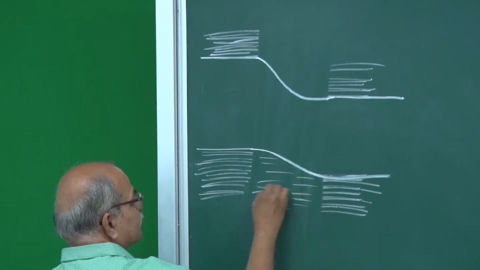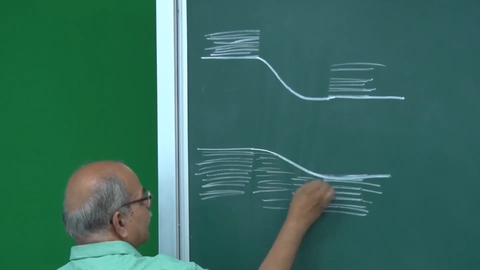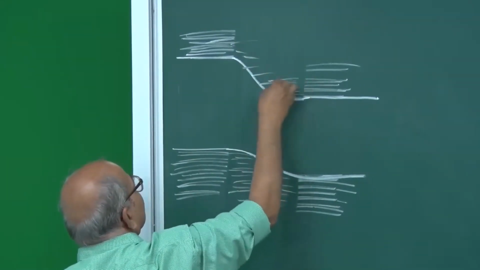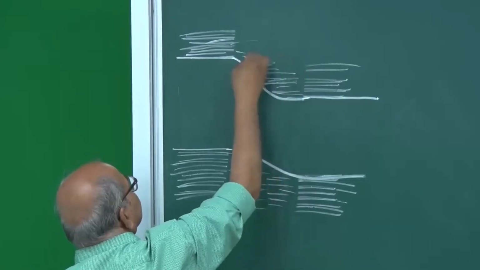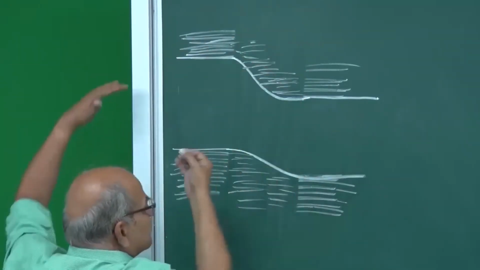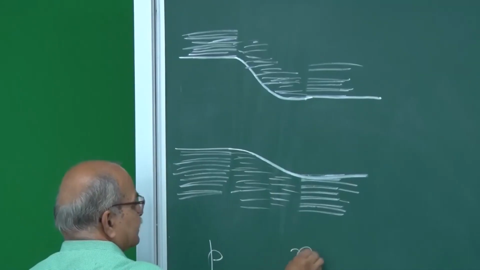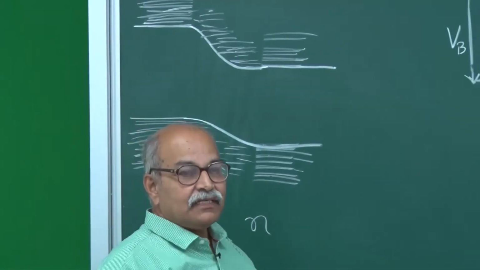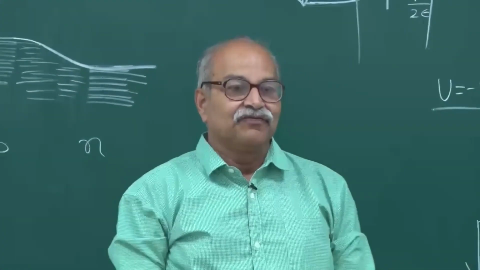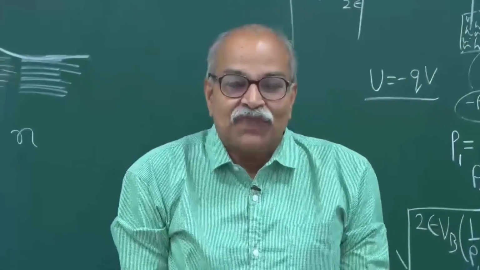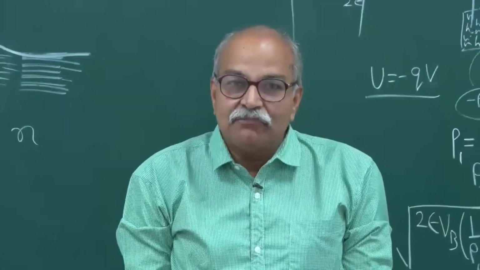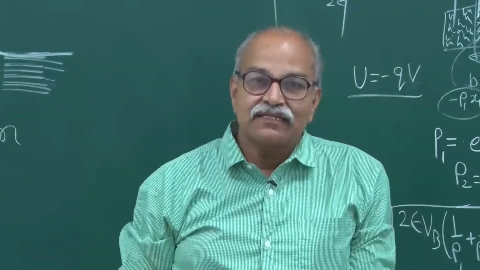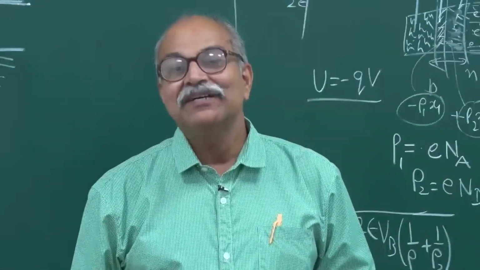These are your valence band energies, and these are the conduction band energies. So the band is shifted like this. This is P side and this is N side. This is the depletion region and so on. Now at this stage, I would also like to introduce a very important term qualitatively, and that is called Fermi energy. But that will be in the next lecture.